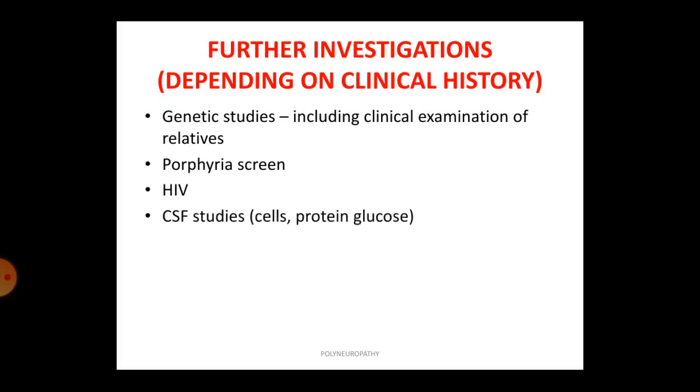Then CSF studies. Generally protein, different cells, different antibodies and glucose level, all of this will be checked in CSF, because most of the time whenever you have any problem in the central nervous system, you will have an elevated protein level inside your CSF.